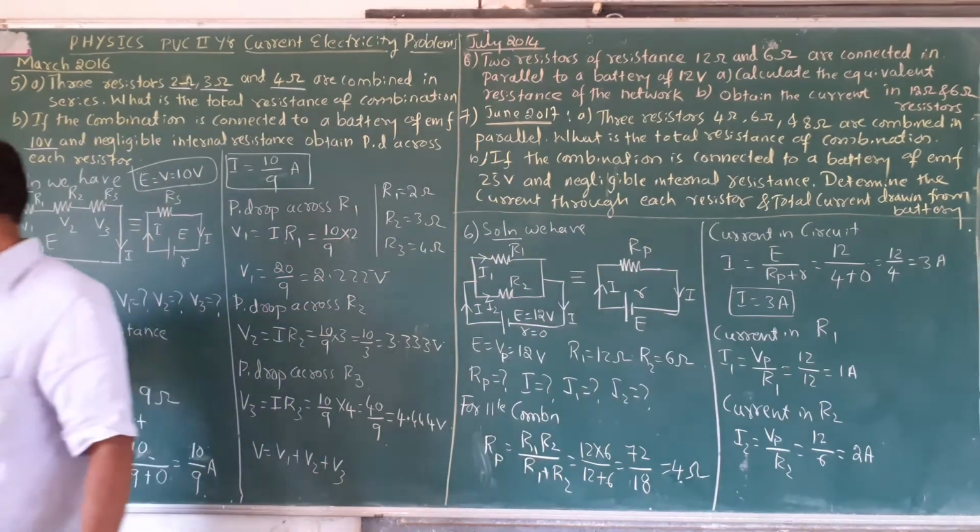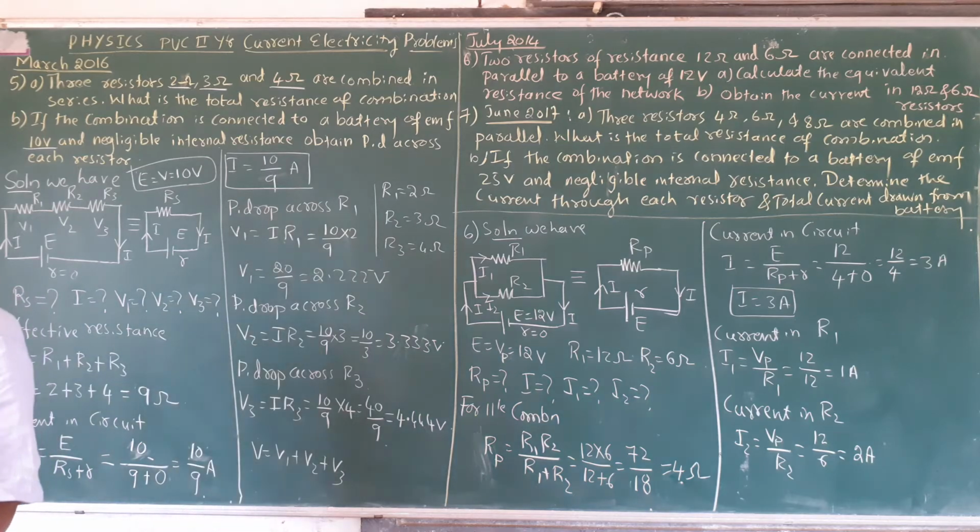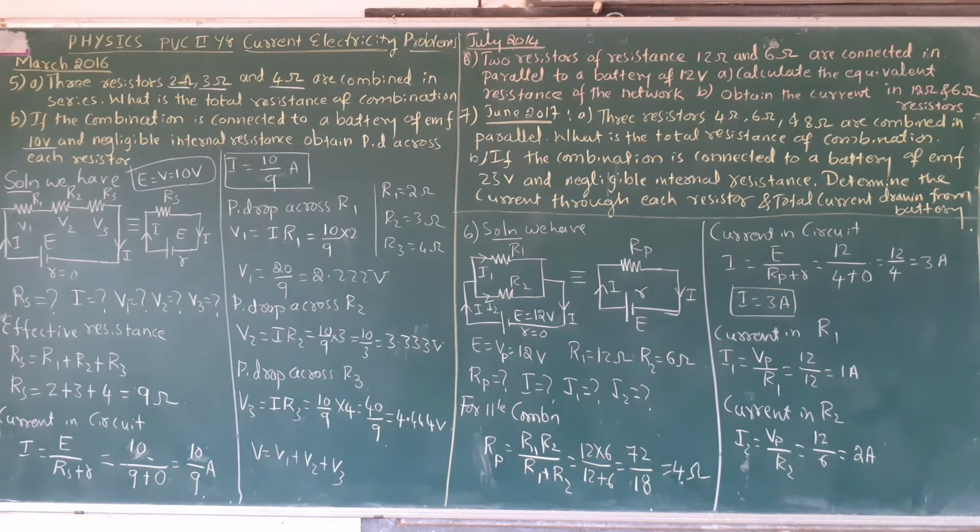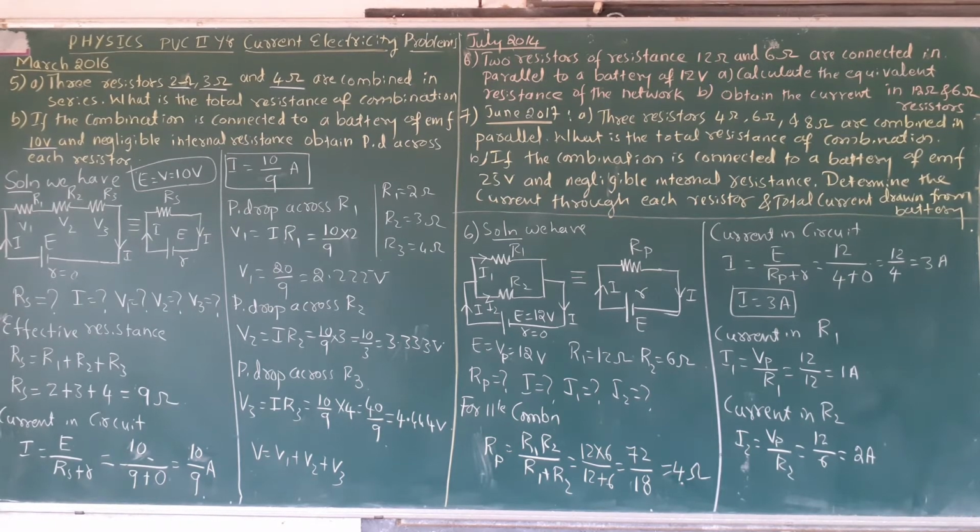You observe this one, that is a cross verification. You got I1 as 1 ampere and I2 as 2 ampere. The sum of these two is 3 ampere only. This is the verification. The total current is 3 ampere, and individually adding these two values again gives 3 ampere, so your answer is correct.